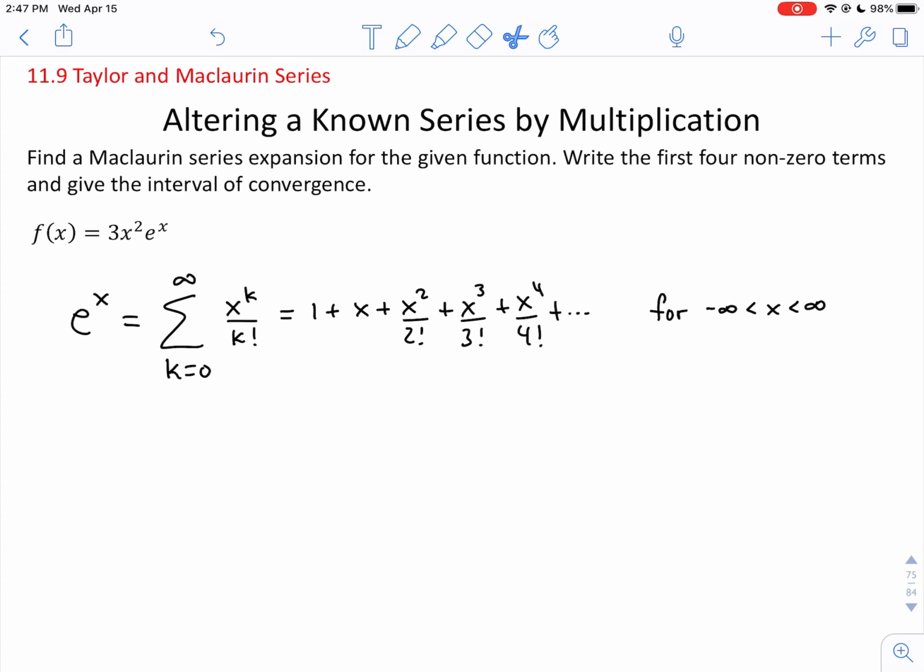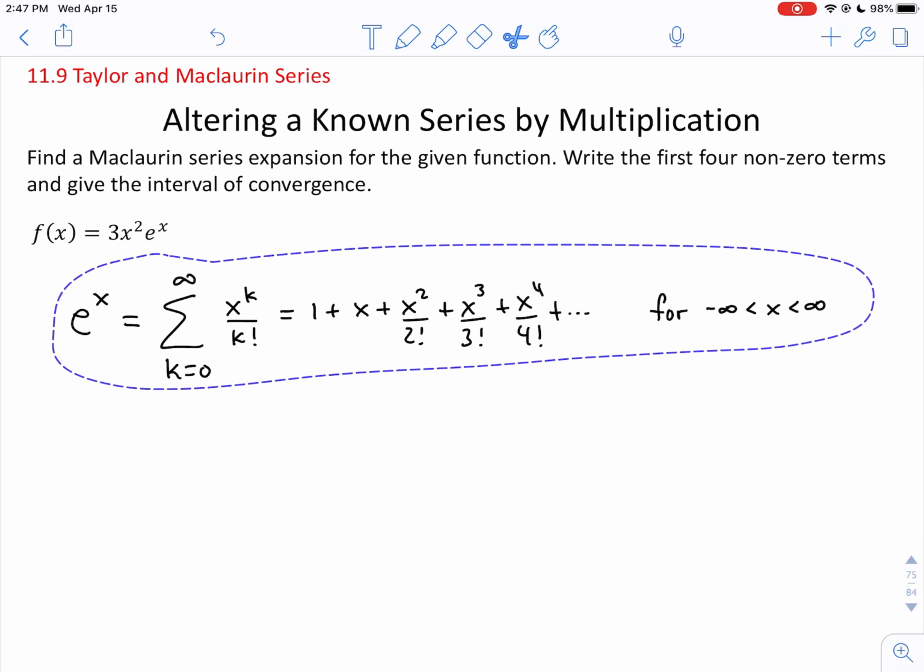You can alter a series by multiplication. So if I want to create a series for 3x squared times e to the x, this would not be a good one to do from scratch, because with the derivatives, right away, you have to use the product rule, and then it's worse and worse and worse. So making a table would not be ideal. Instead, just start with a series for e to the x and then multiply it by 3x squared.